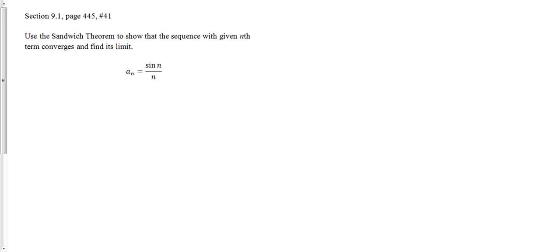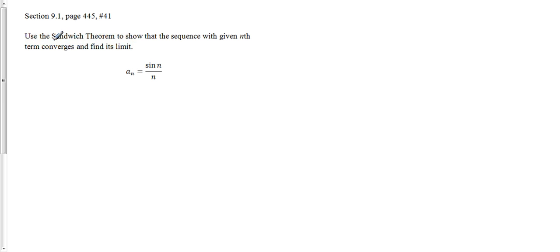All right, let's do section 9.1, page 445, number 41, which reads, use the sandwich theorem to show that the sequence with the given nth term converges and find its limit. So for number 41, the sequence is a_n equals sine n over n.